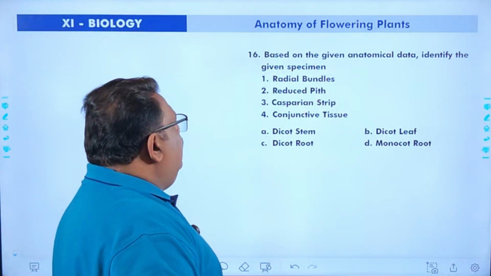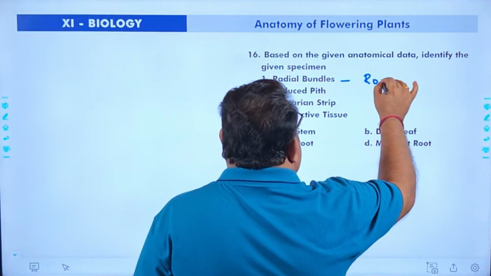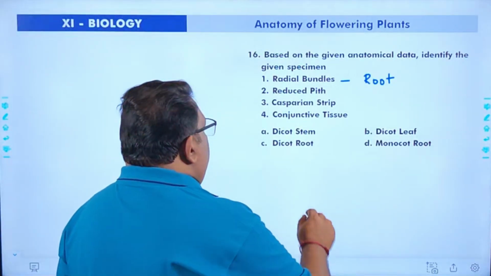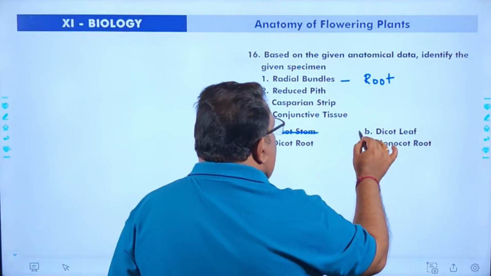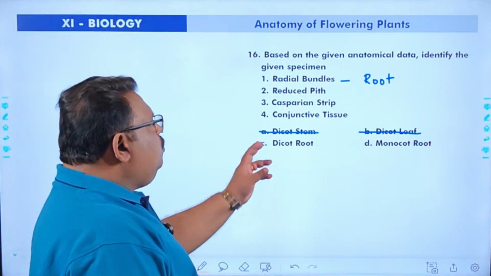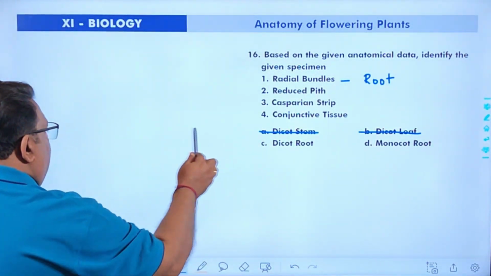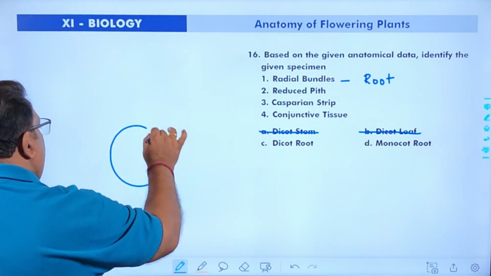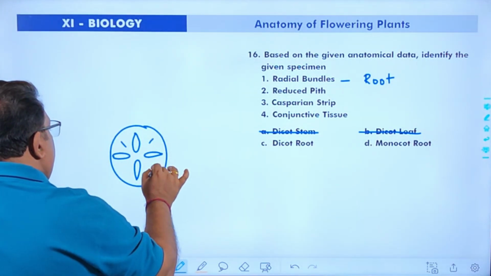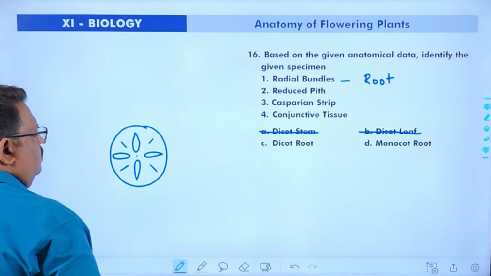So here radial bundles are characteristic of root. So it is a root. Since it is a root, dicot stem and dicot leaf can be eliminated. Reduced pith, we already studied that. In the case of dicot root, the number of vascular bundles is limited, so that the pith is highly reduced.